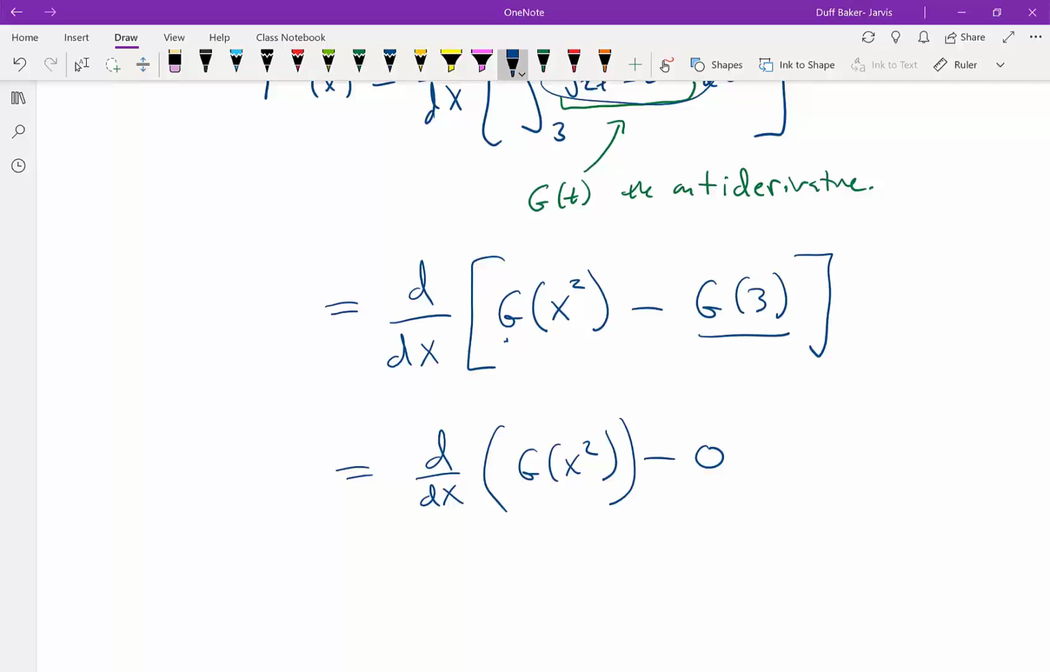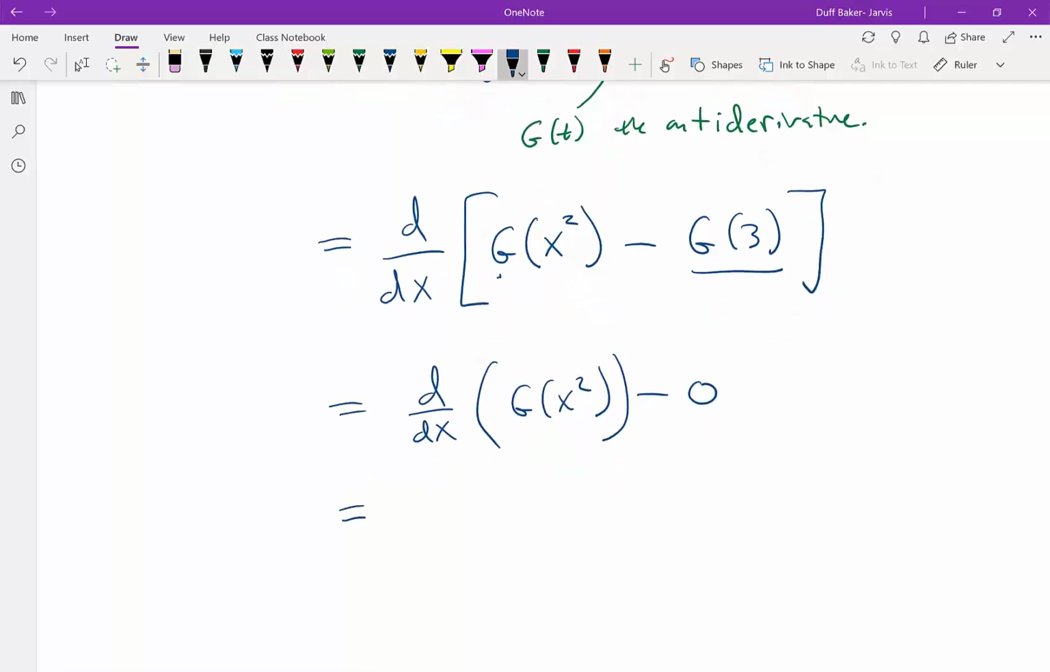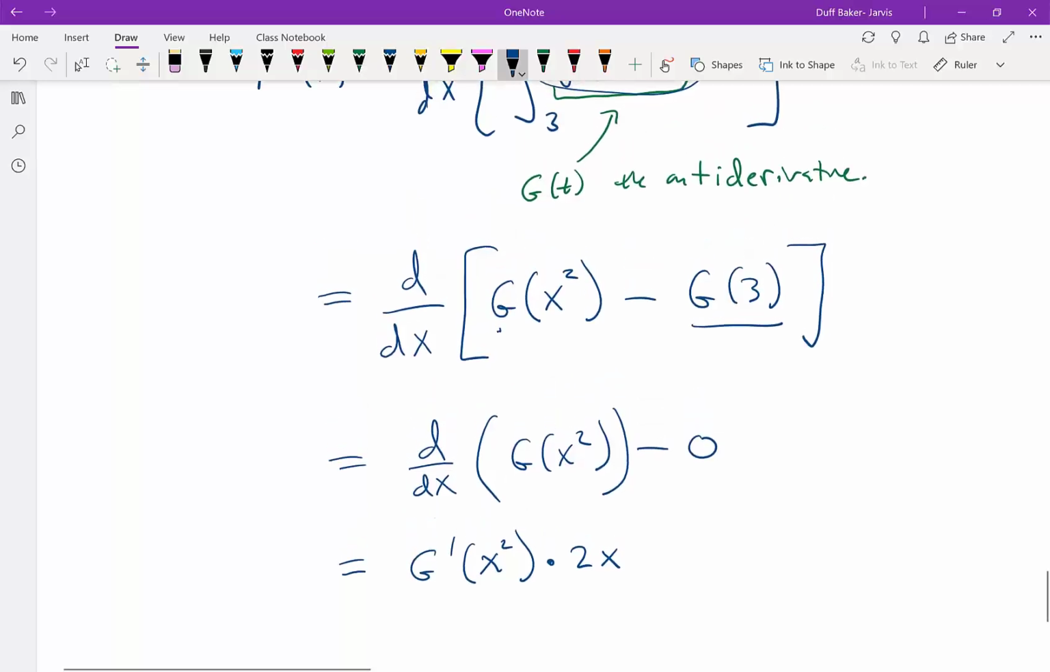Well, this is a composite function, right? It's combined x squared with g of x by plugging one into the other, right? This is a chain rule. So the chain rule says here that you would get g prime, but you keep the original inside, and then you get an extra derivative of the inside, which is 2x. Okay, so we're almost there.